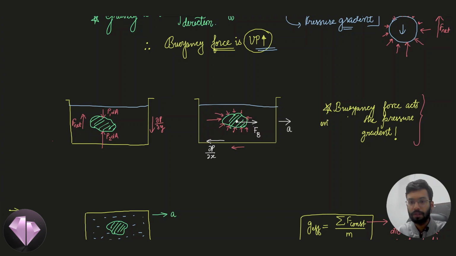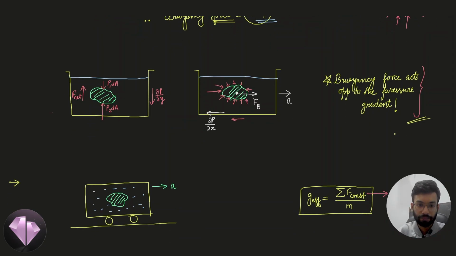Okay, sorry, it was correct. Buoyant force acts opposite to the pressure gradient. It is in the direction of the acceleration because my pressure gradient is in this direction. So my buoyant force is opposite to the pressure gradient. And how to calculate the pressure gradient we have already seen. So we will find the pressure gradient, and my buoyant force will be acting opposite to the pressure gradient.